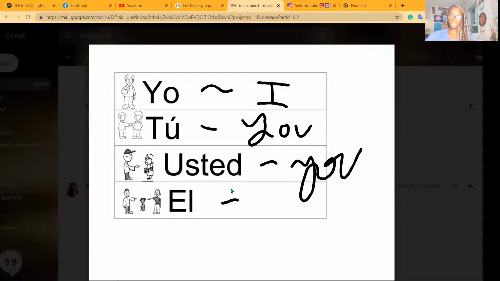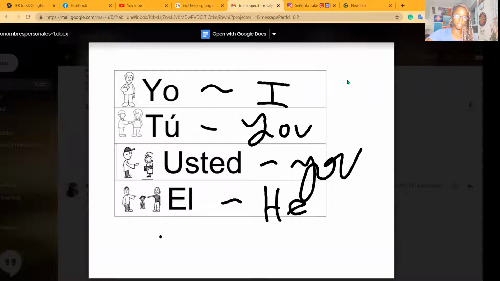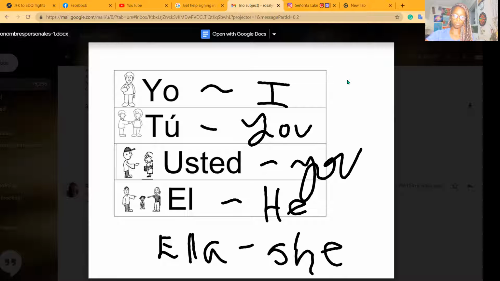And él is he, right? Y también tenemos ella, which is she, okay? So these are the singular pronombres, los singulares. Primera persona. So we have yo, I, tú, not formal. This is what we say if you're with your friend, but you do not say that to an elder, right? So let's go. Yo, tú, usted, él, ella.